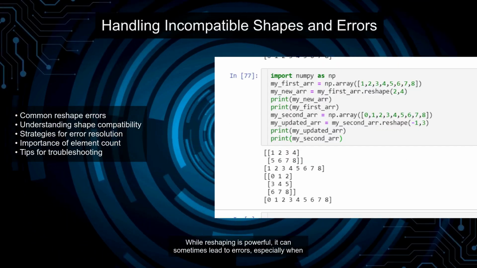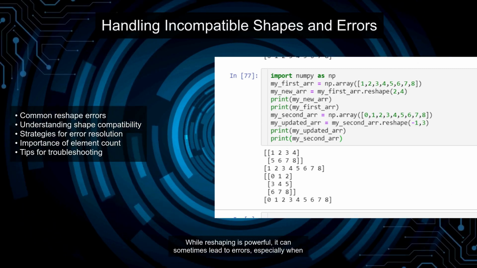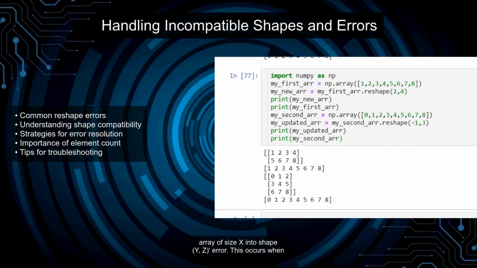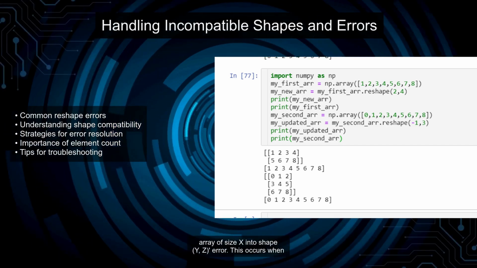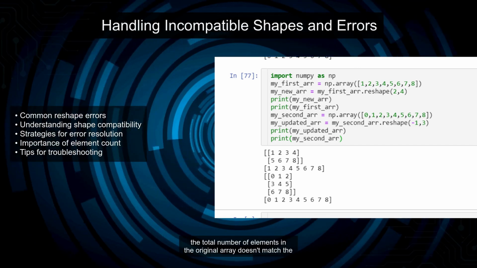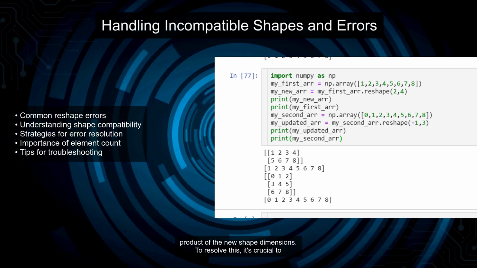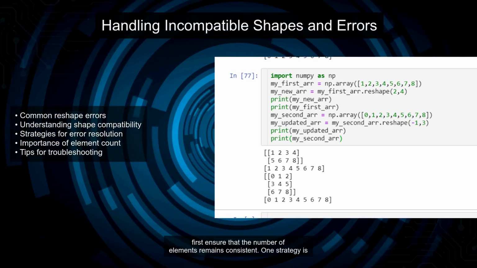While reshaping is powerful, it can sometimes lead to errors, especially when the shapes are incompatible. A common error encountered is the "cannot reshape array of size x into shape y, z" error. This occurs when the total number of elements in the original array doesn't match the product of the new shape dimensions. To resolve this, it's crucial to first ensure that the number of elements remains consistent.